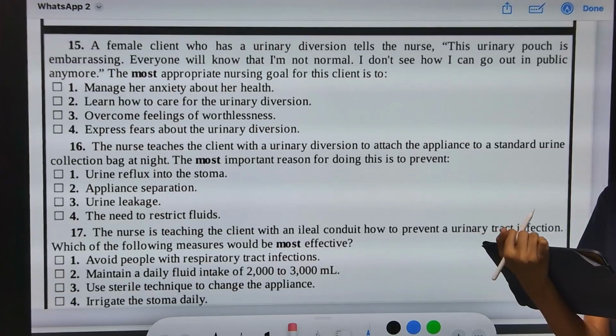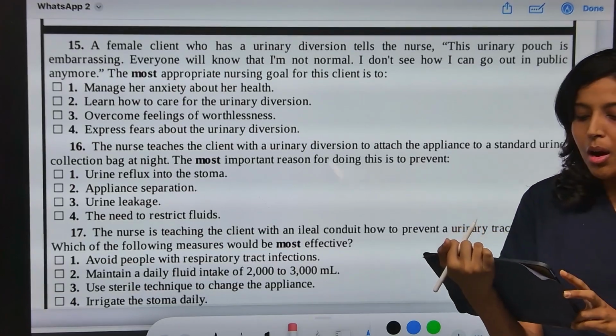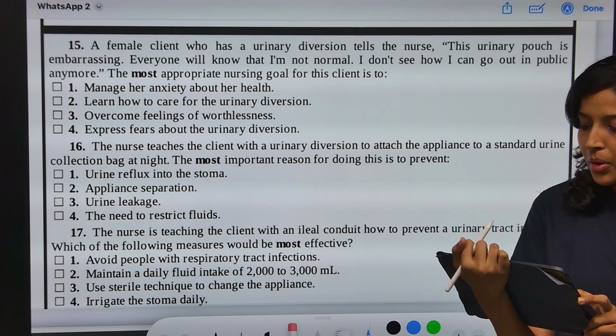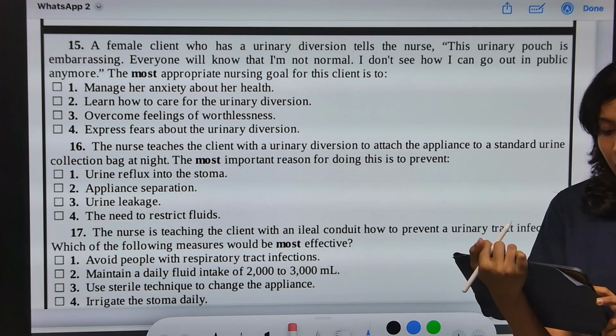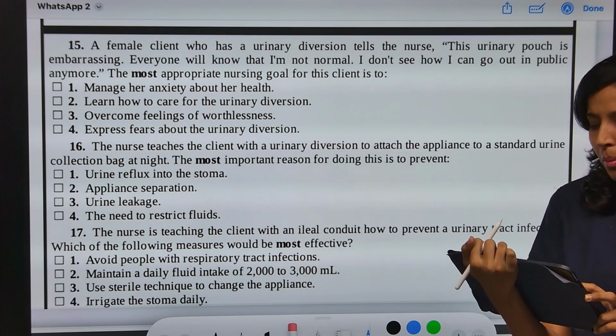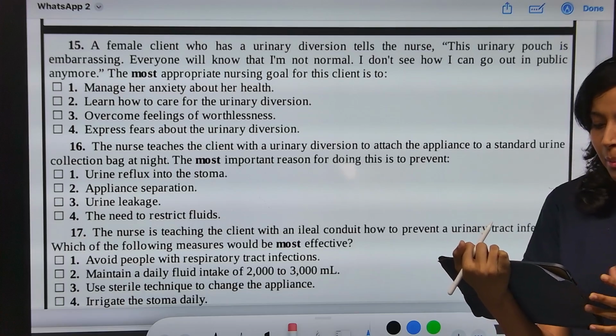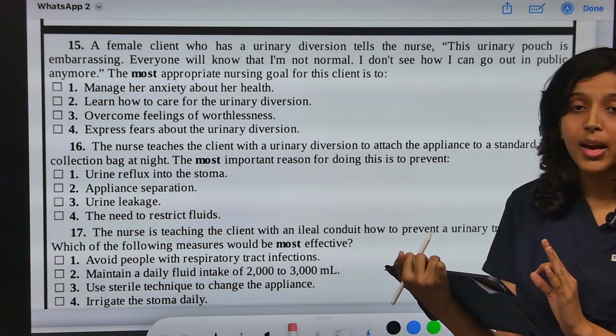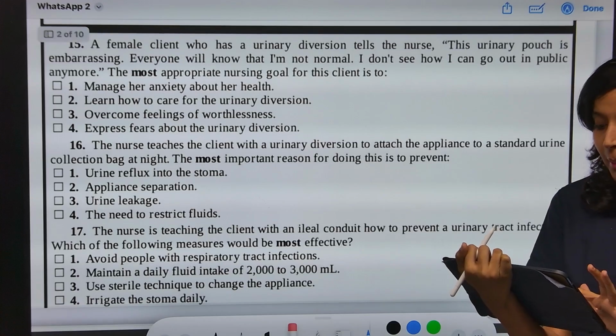Now question number 15 is on your screen. A female client who has a urinary diversion tells the nurse, the urinary pouch is embarrassing. Everyone will know that I'm not normal, I won't be seen in public anymore. What is the appropriate nursing goal for the client? This is a priority-based answer.